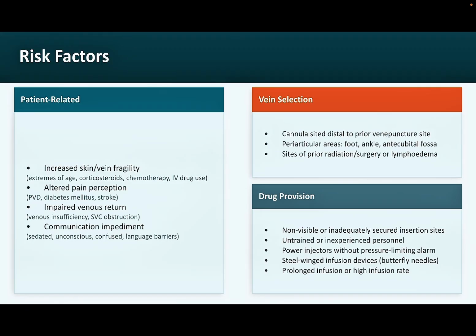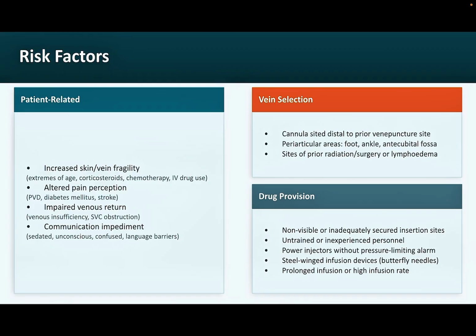And also impaired venous return in conditions like SVC obstruction and venous insufficiency. Especially communication impediment, as in our patient who was anesthetized and cannot complain of pain, and sedated, unconscious, sometimes confused patients, and patients with language barriers. So they can't complain themselves. So we might lose sight of clinical features, and this may go undetected.